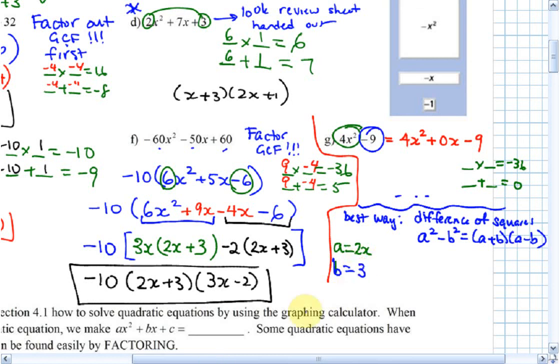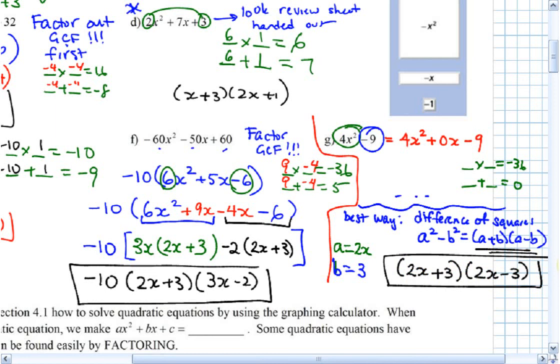So if you've identified a and b, then all you need to do is stick it into this formula. You've got the answer 2x plus 3, 2x minus 3. You're done. And by the way, you would have got the same answer if you did it the previous way using the choose method or decomposition. Same thing.